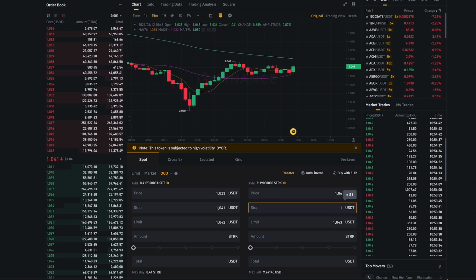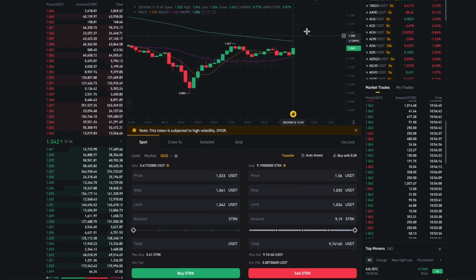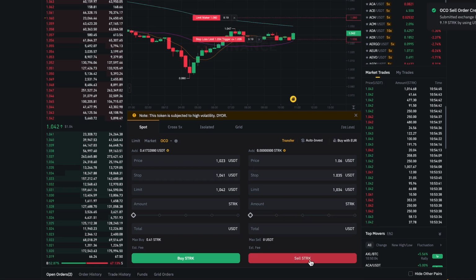If the price drops to 0.035, I will be ready to sell at 0.034, for example. And yes, I will be in some losses, but I protect myself if the price crashes much, much lower. So in any case, either I will fix a profit at this target, or I will take some tiny stop loss, but I will be safe. And I press sell Starknet.